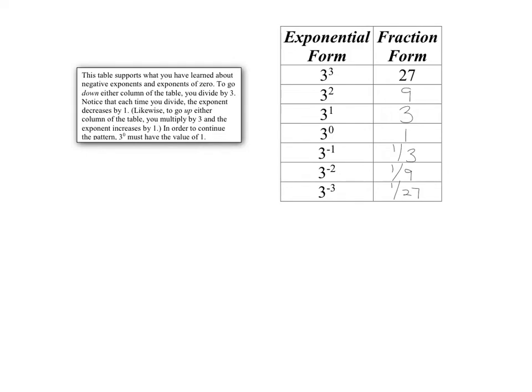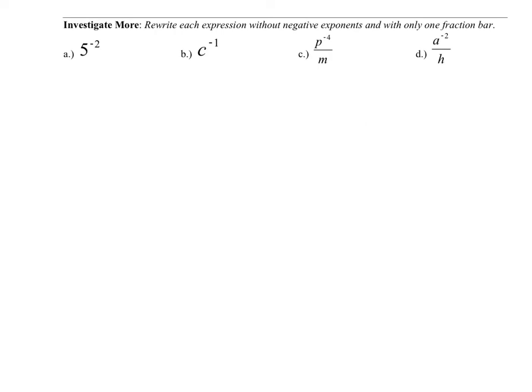Let's go ahead now and take a look at the next page and examine some of these problems. So it's safe for us now to say that 5 to the negative second is the same as saying 1 over 5 to the second. And since 5 to the second is 25, we would say that the answer is 1 over 25. Then c to the negative first would be 1 over c to the first, but we wouldn't write the exponent of 1. We would just write that the answer is 1 over c.